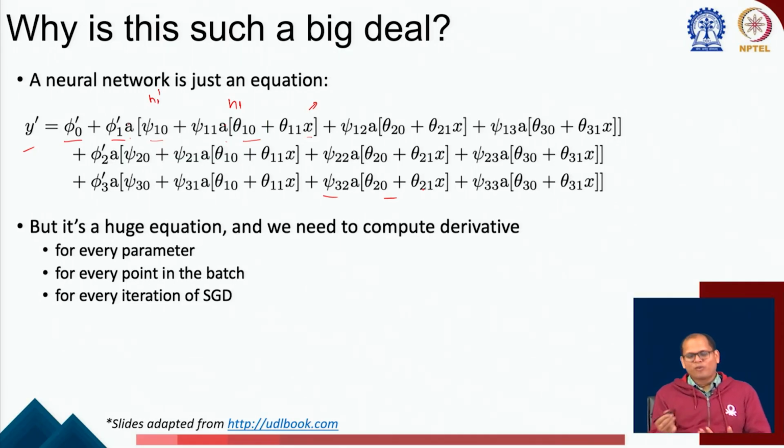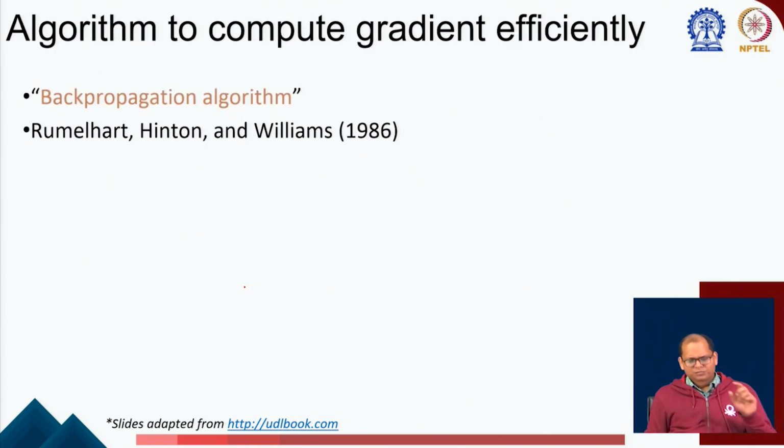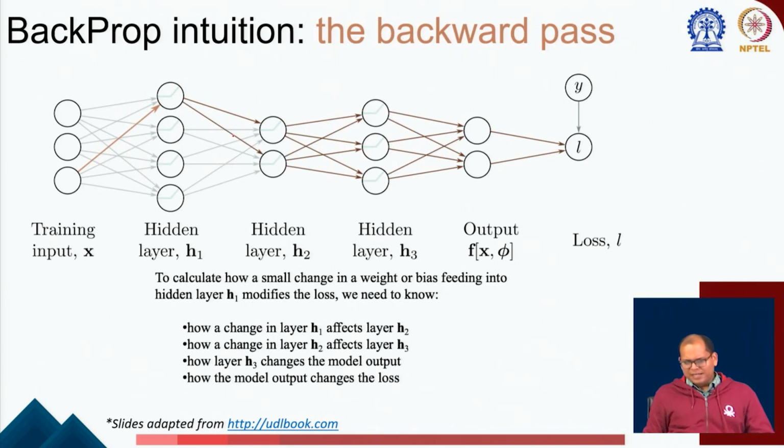But this becomes a huge equation, and we need to compute the derivative for each parameter, whatever parameter you are seeing, for every point of your batch and every iteration of stochastic gradient descent. So we need some standard way of doing that, and that is where the backpropagation algorithm comes in very handy. It was proposed in 1986, among others, by Hinton. So what is the idea? Let us first see the intuition for backpropagation, and then we will see the algorithm in detail.